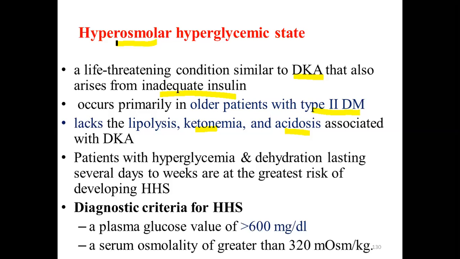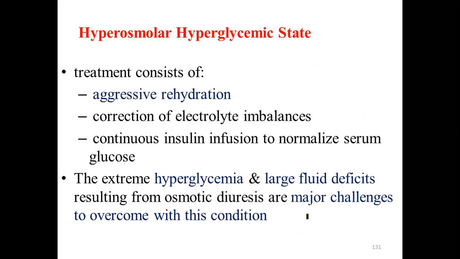So what are the diagnostic criteria for HHS? The glucose level should be above 600 and the serum osmolarity is usually greater than 320 milliosmol per kg. In this condition, the osmolarity of the serum is very high and the glucose level is very high. As a result, the patient will suffer from severe dehydration because of the osmotic effect of glucose. Okay, fine, but there is no acidosis.